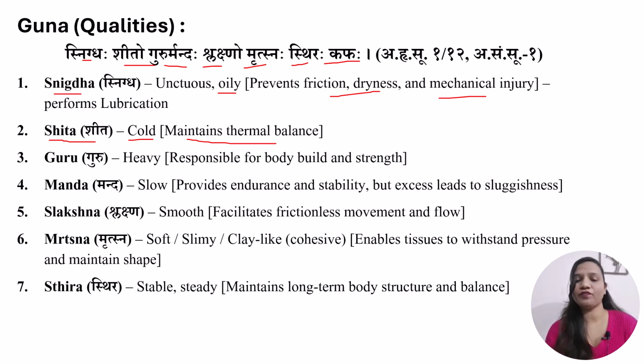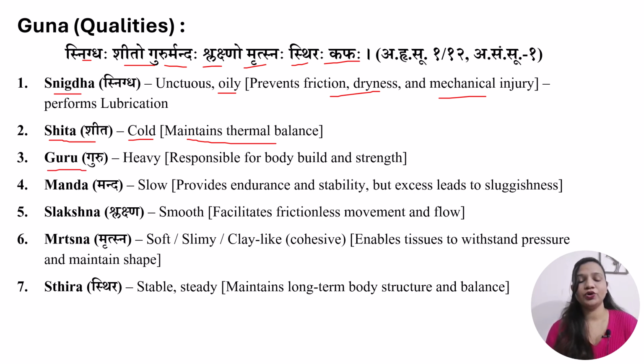So by Shita Gun of Kapha Dosh, tissue repair is done, it reduces inflammation, it maintains thermal balance in the body by reducing excess of heat in the body, and it also prevents hyperactivity of the Agni. That is the condition when there is pitta vriddhi in the body. We have already discussed in the previous lecture that when there is pitta vriddhi in the body, hyperactivity of Agni occurs. So what Kapha Dosh does, it prevents that hyperactivity of the Agni and promotes slow and sustained digestion. So it maintains the balance in the body.